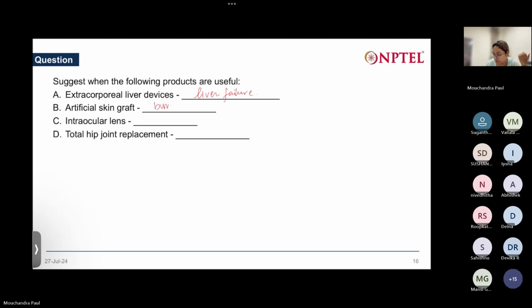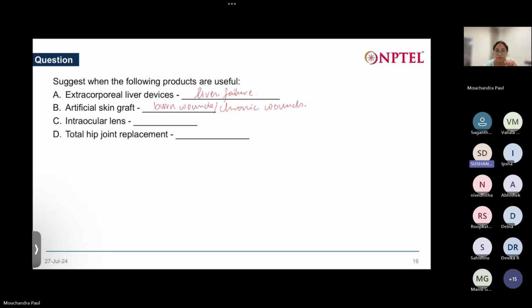So let me write burn wounds or chronic wounds. Then intraocular lenses. So these lenses are not contact lenses, let me remind you. These are the lenses which help us to see, but these are artificial. So in which cases will these intraocular lenses be useful? Or for which kind of patients are these lenses designed?